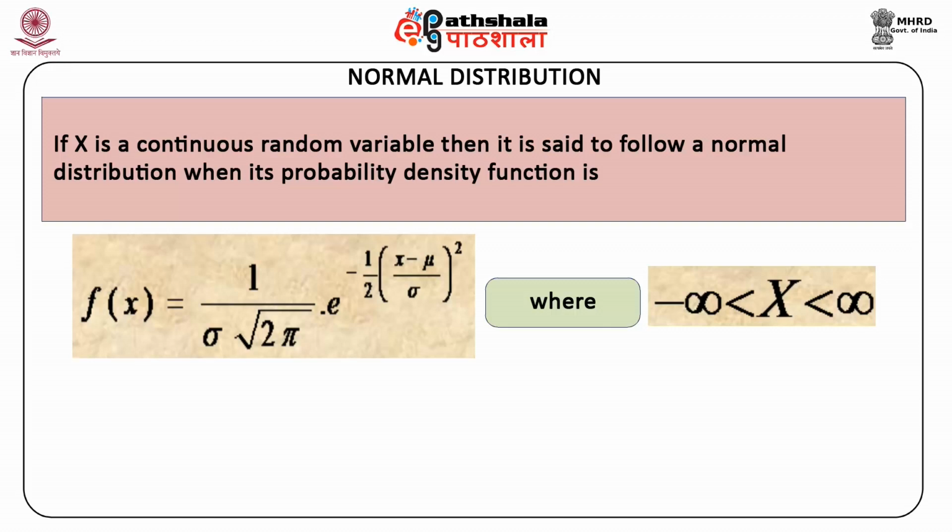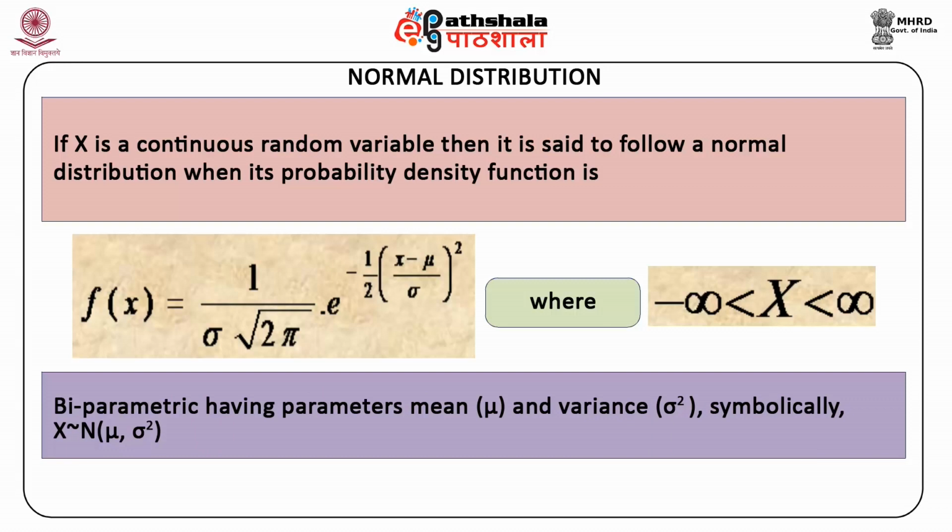2.71828 are mathematical constants. The normal distribution is biparametric, having parameters mean mu and variance sigma square, and is symbolically written as X is distributed as N(mu, sigma square).